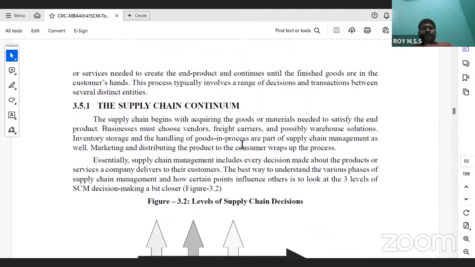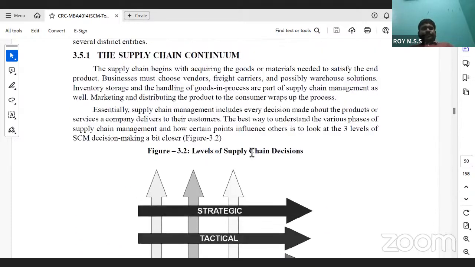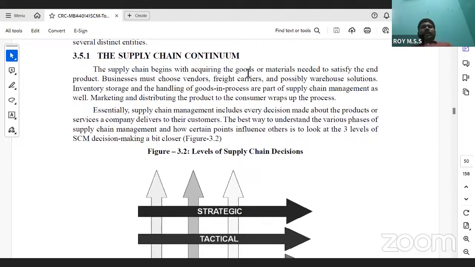Or in other words, decisions. Acquiring the goods or materials needed to satisfy the product. A business must choose vendors, freight, carriers, and possibly warehouse solutions. Inventory storage and handling of goods and services are part of the supply chain as well. Marketing and distribution of the product to the customer wraps up the process.